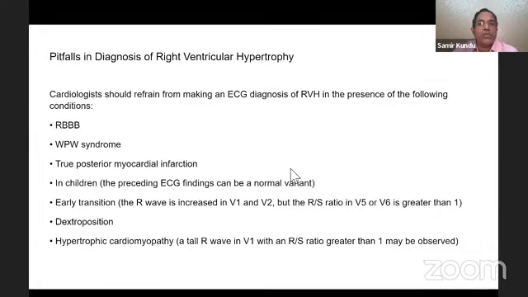Pitfalls in diagnosis of right ventricular hypertrophy. There is some problem in the diagnosis by ECG in the presence of the following, such as right bundle branch block, WPW syndrome, true posterior MI. In case of children, normal voltage may be higher, early transition, dextroposition or dextrocardia. In case of hypertrophic cardiomyopathy, there may be tall R wave in V1 and RS ratio more than 1 may be observed.